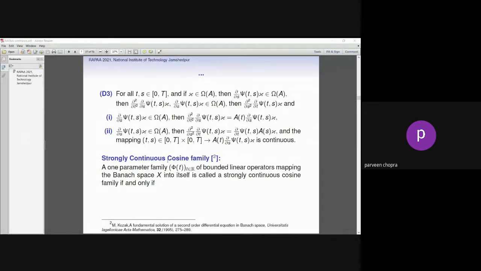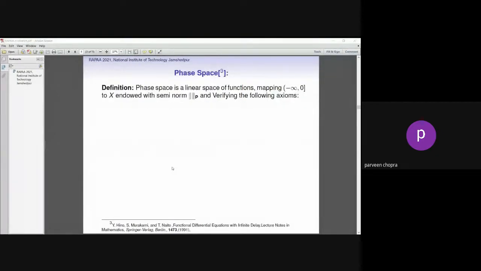A one-parameter family of bounded linear operators mapping the Banach space X into itself is called a strongly continuous cosine family if and only if it satisfies the conditions of a cosine family and is continuous for all t on R and for each fixed point x in the Banach space X. And next, the definition of phase space.